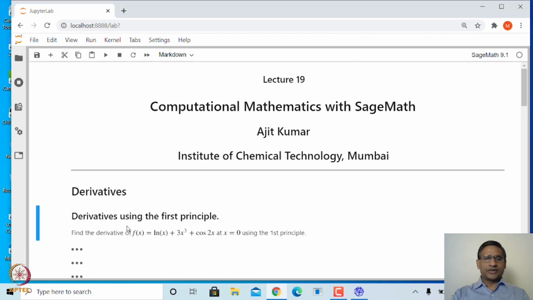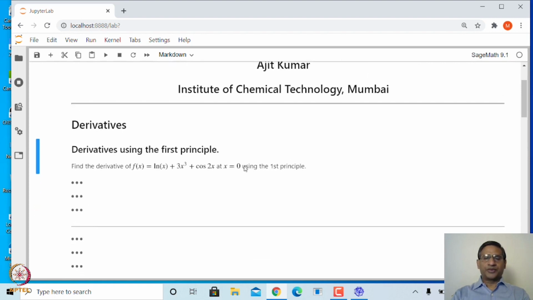So, suppose you have a function f(x) is equal to log of x plus 3x cube plus cos 2x, and you want to find its derivative at x equal to 0. You begin by finding the derivative using first principle, which is using the limit. If the derivative exists, you find the limit of (f(x + a) - f(a)) divided by x, as x goes to 0. So, this is what we will try to do.